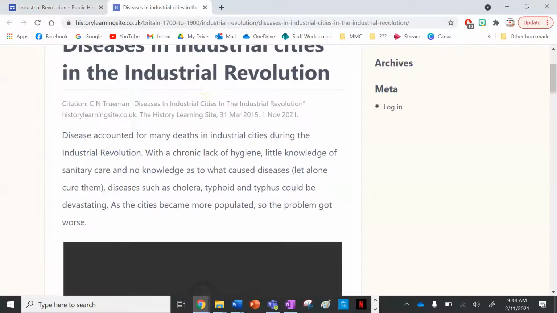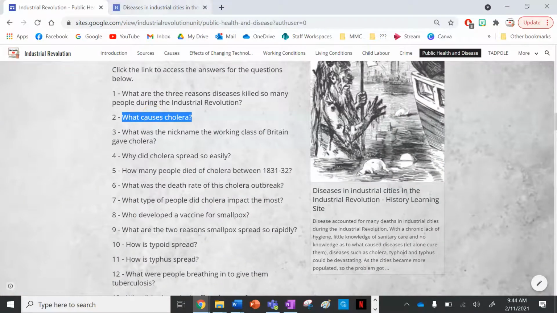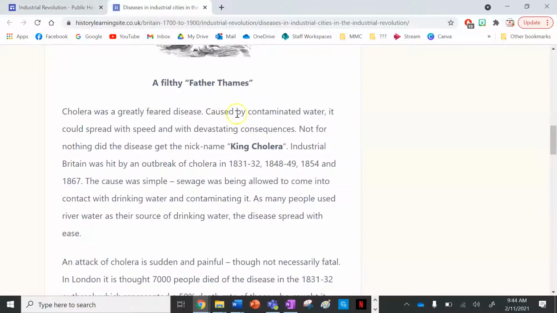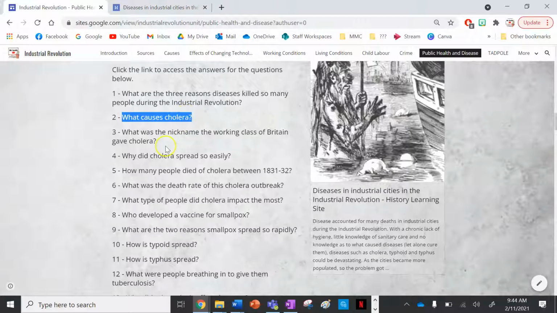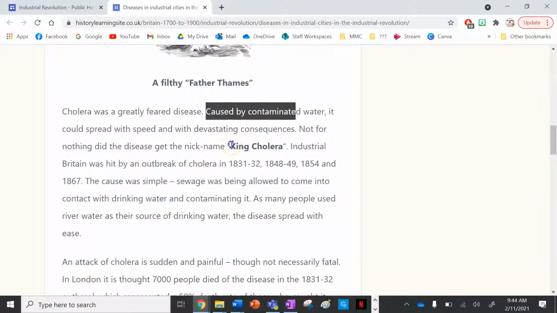What causes cholera? Now we're up to number 2. I'll scroll down here. Cholera was a greatly feared disease. We are at the right bit. Caused by contaminated water, it could spread with speed and with devastating consequences. So it's caused by contaminated water is our answer for that one. What was the nickname that was given to cholera by the working class? That nickname was King Cholera because it felt that it ruled their lives more than the actual monarchy.